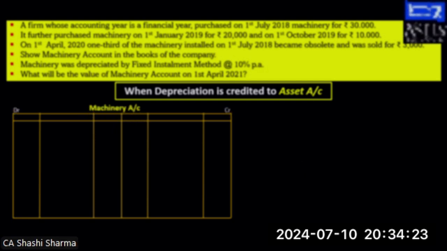So here we go. This is the format of the ledger account. Machinery account. The first transaction, we have to think about the journal entry, but we will not pass the journal entry. We will directly post it into this account. So for the first purchase, machinery account will be debited. So on the debit side, we will write to bank account, and amount is 30,000.